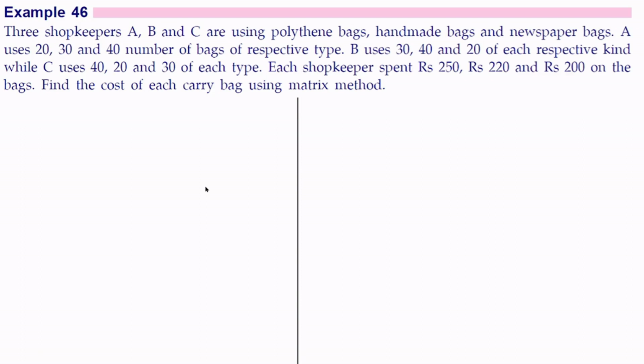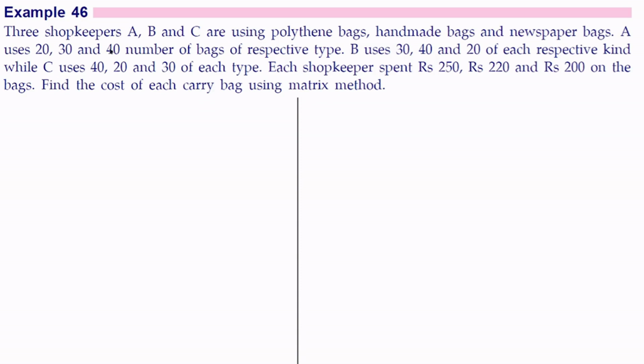And here we have some word problems on matrices. Three shopkeepers A, B and C are using polythene bags, handmade bags and newspaper bags. A uses 20, 30 and 40 number of bags of respective type. Then B uses 30, 40 and 20 of each respective kind, while C uses 40, 20 and 30 of each type. Each shopkeeper spends rupees 250, rupees 220 and rupees 200 on the bags. Find the cost of each carry bag using matrix method.